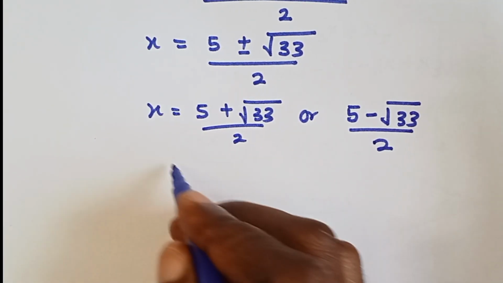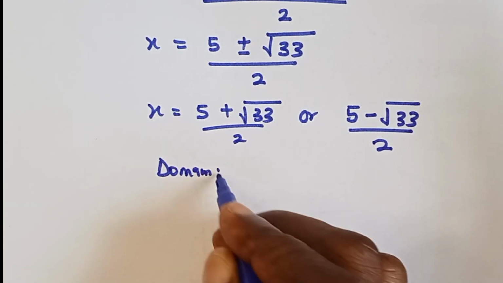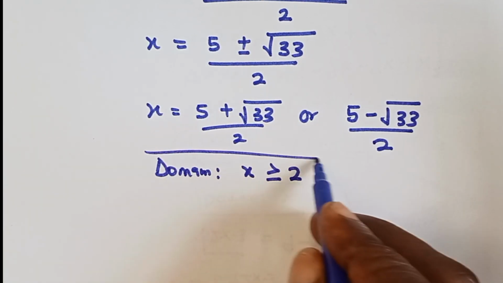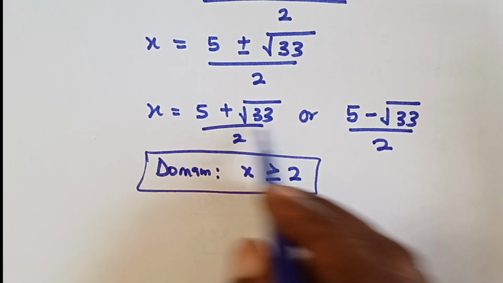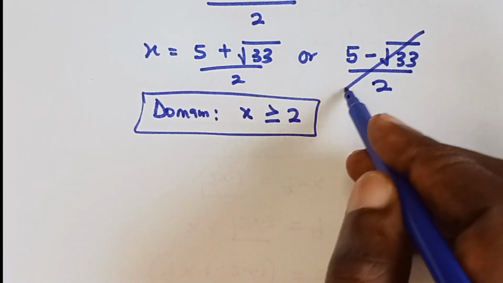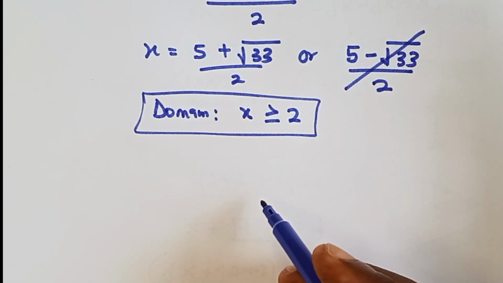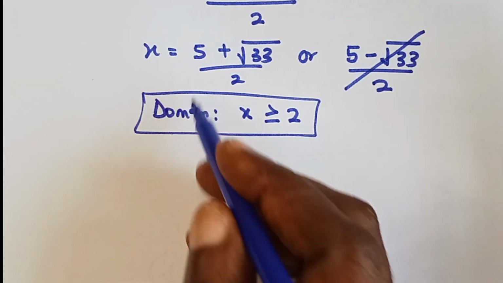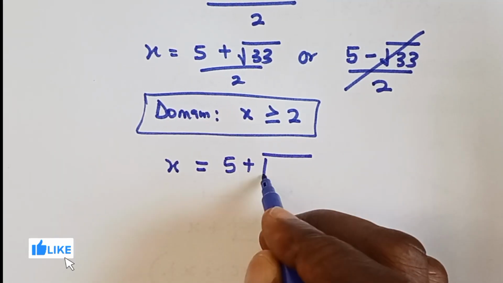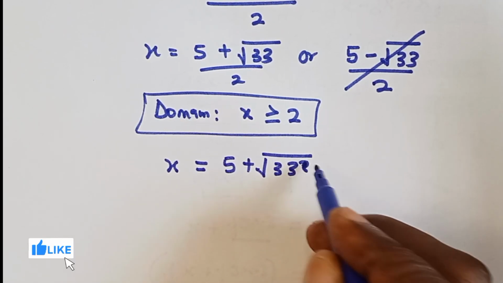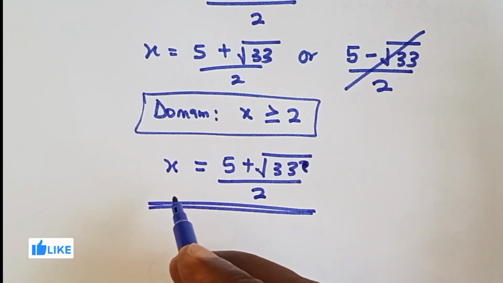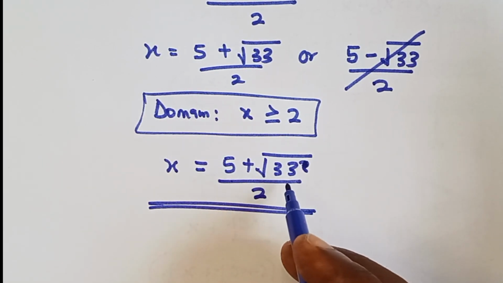Okay, remember our domain. Remember that I said that x must be greater than or equals to 2. So anything that is less than 2 will not work. And merely looking at the answers we have here, 5 minus root 33 over 2 will not be valid because it is obviously less than 2 by the time we calculate this. So the only valid answer we have is x equals to 5 plus root 33 over 2. Alright, so this is the only valid answer that we have.